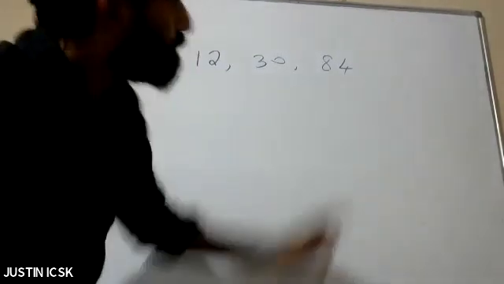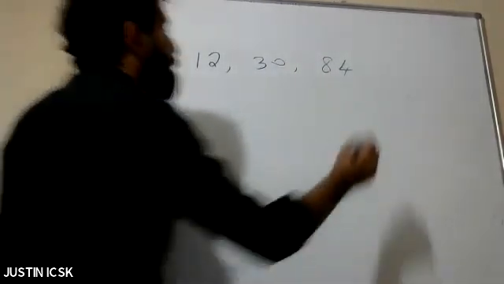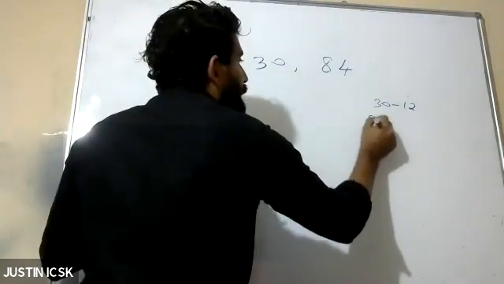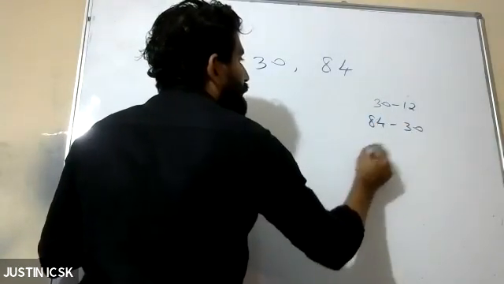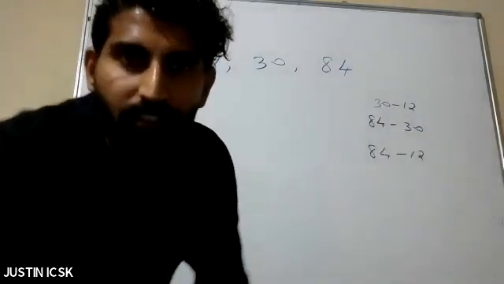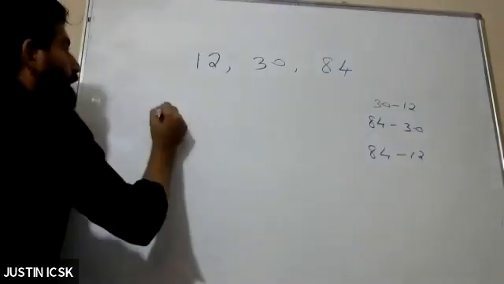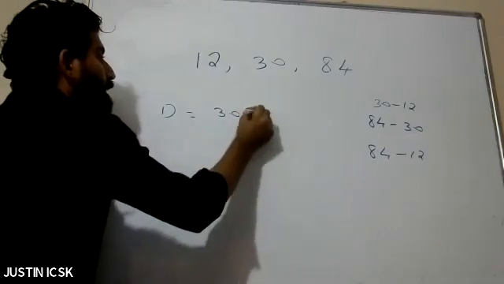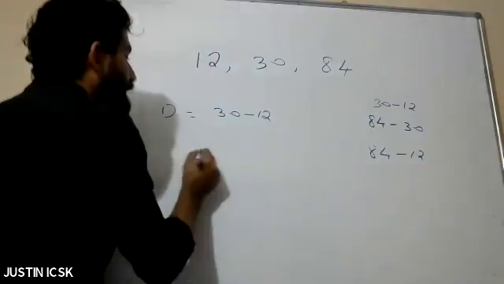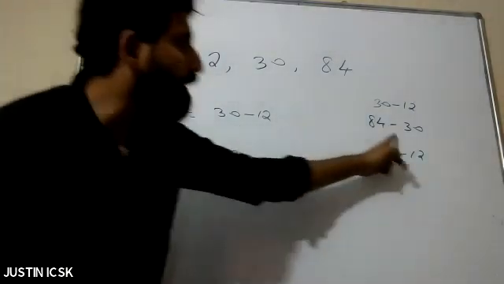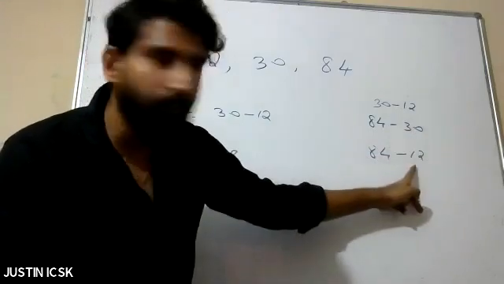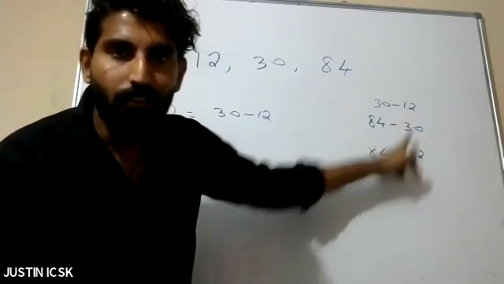Okay? You don't need to do anything, for your information I am telling. We can take 30 minus 12, 84 minus 30, 84 minus 12. From these, the smallest one I am selecting is 30 minus 12. 30 minus 12, I am getting answer 18. The other two will give more than 18, so these two we don't take.